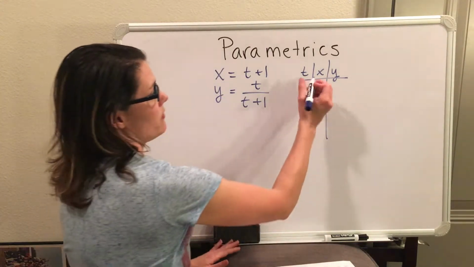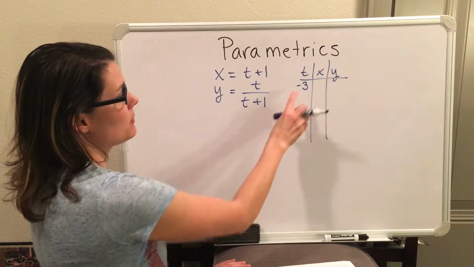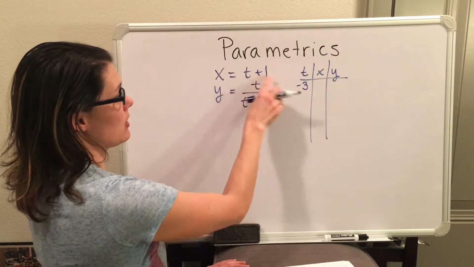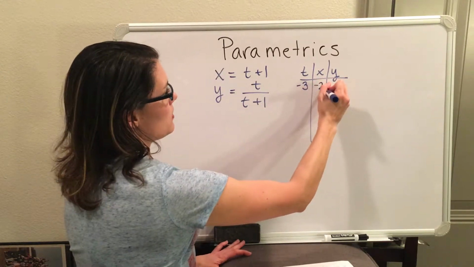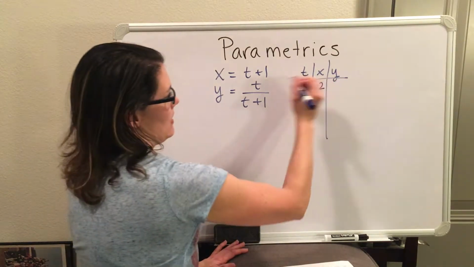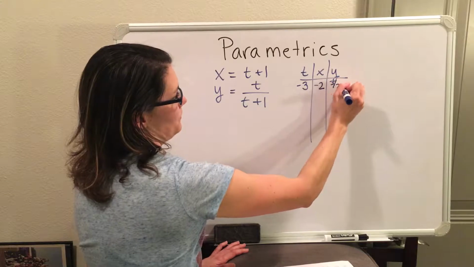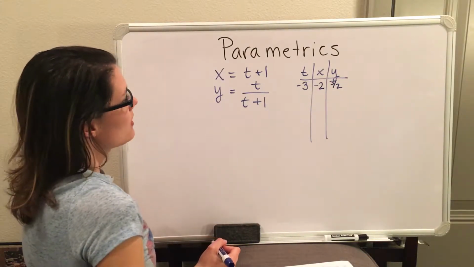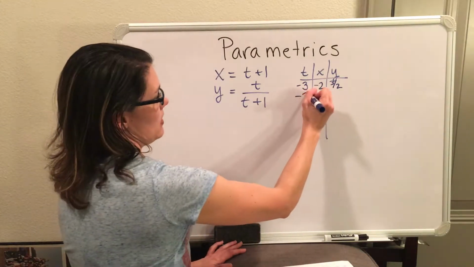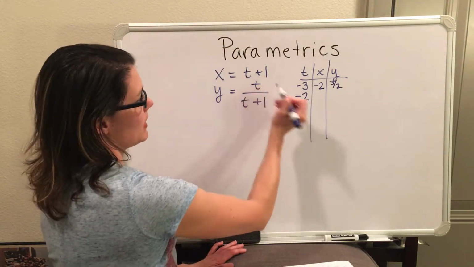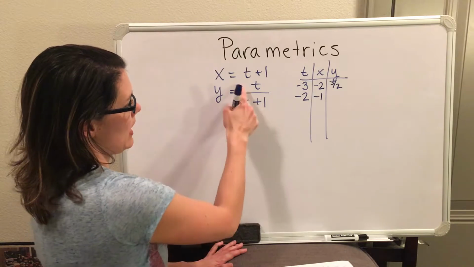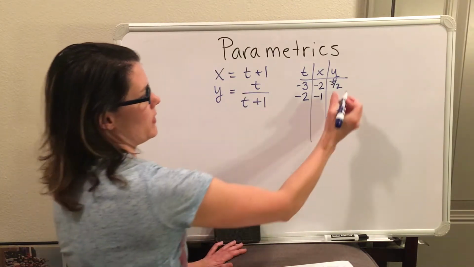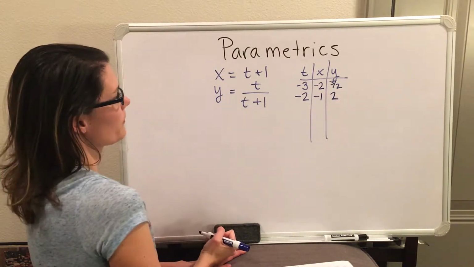So let's start with -3. You're going to take a time of -3 and plug it into the x and y equation. So if I plug it into x, I get -2, and if I plug it into y, I will get 3/2. Next, you can just pick another one, so I'll pick -2. If I plug it into x, I get -1. If I plug it into y, I will get -2/-1, which will reduce to 2.